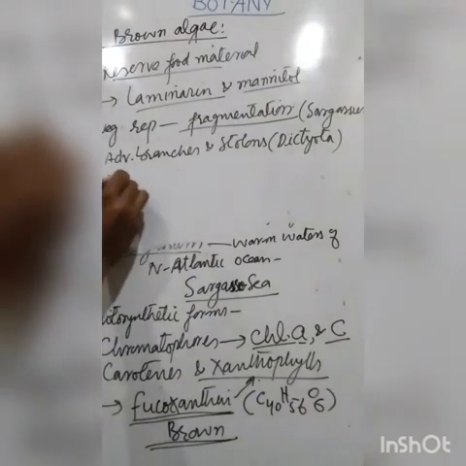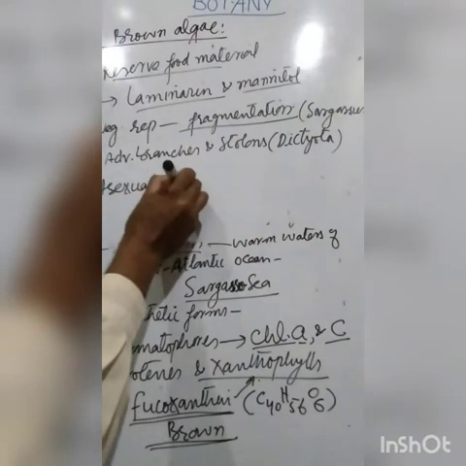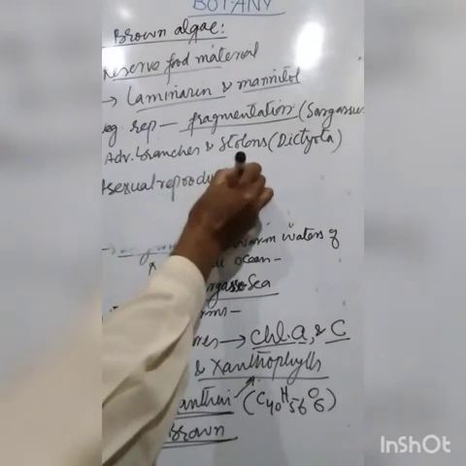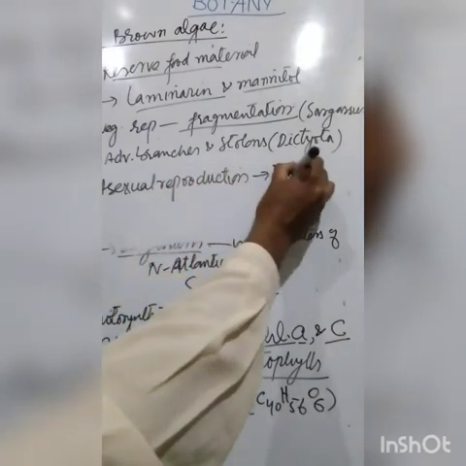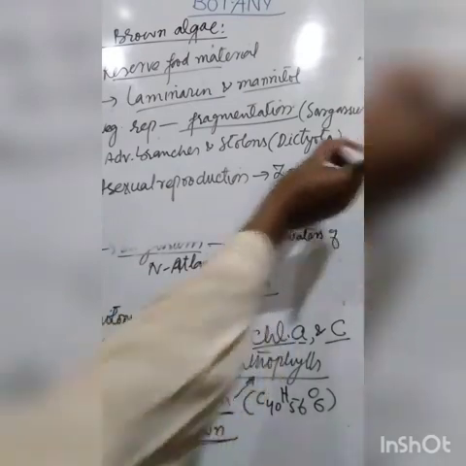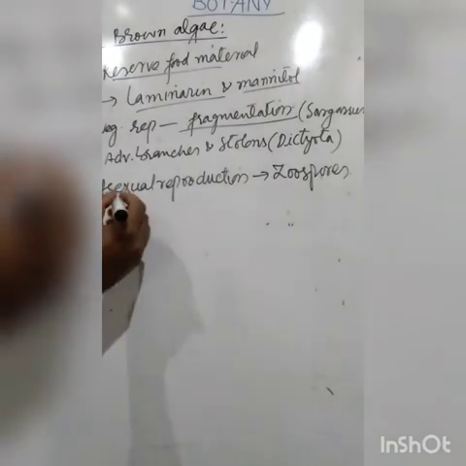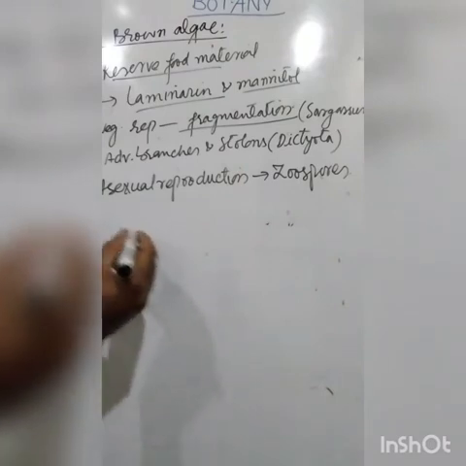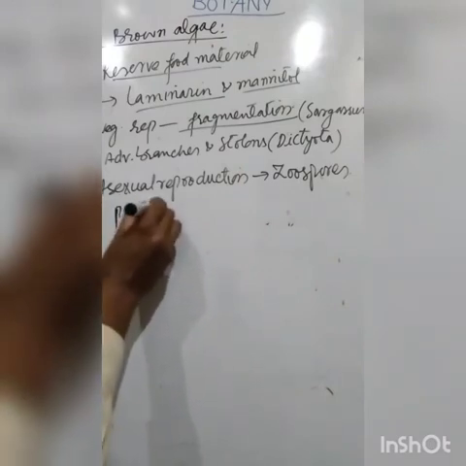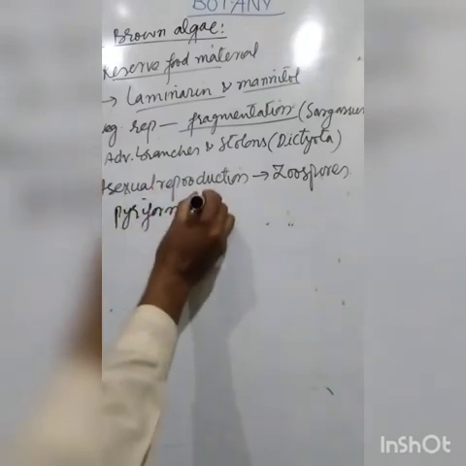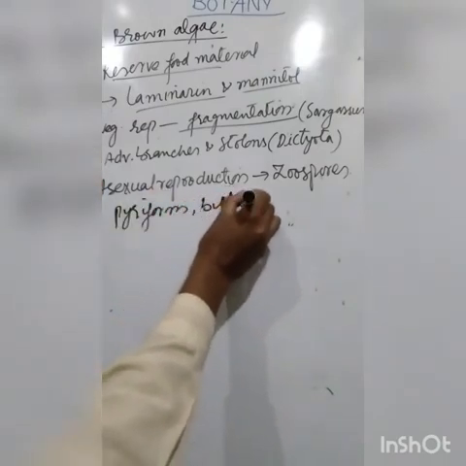And asexual reproduction occurs by the formation of motile spores. Those are called zoospores. Zoospores occur in the brown algae. Now, these zoospores are pyriform, that is pear-shaped, and they are usually biflagellate.